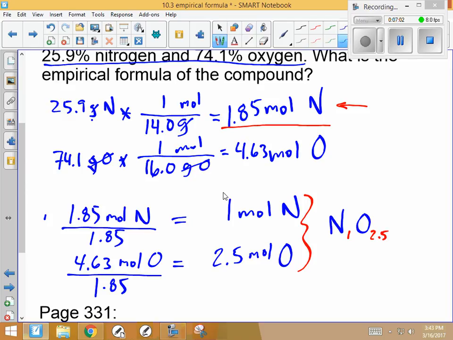Now in our formulas, we can't have a fractional or decimal number here, so what do we need to do to both of these subscripts? We need to multiply them by 2, which would actually give me a 5 here. It removes this decimal. And we'll also be multiplying that invisible 1 by 2, and we'll get a subscript 5. Let me write it a little smaller. And that is the empirical formula, dinitrogen pentaoxide.